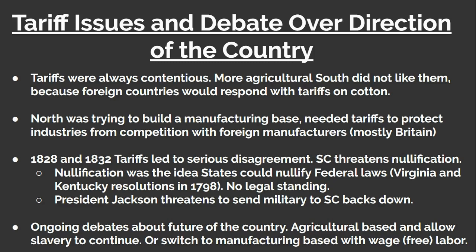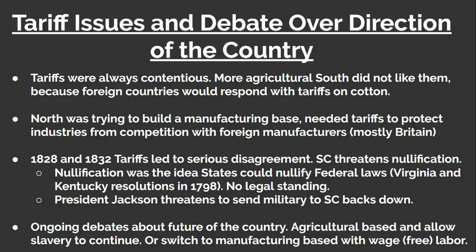Now let's take a look at the 1828 and 1832 tariffs. These tariffs, one of which was called the Tariff of Abominations, led to some serious disagreements between specifically South Carolina and the federal government. South Carolina threatened nullification, meaning it wasn't going to follow this federal law. And nullification was a powerful idea.